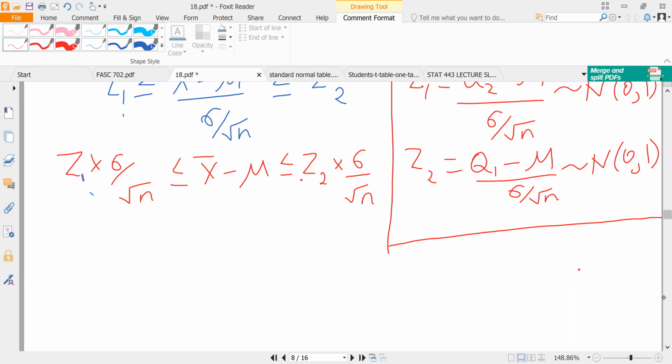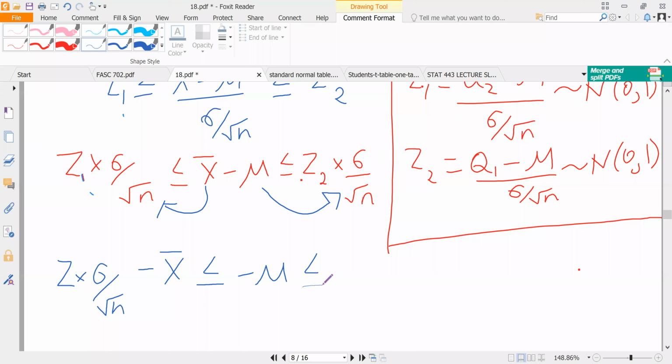One way is to subtract x bar from the lower limit and subtract x bar from the upper limit, so that we are going to have Z1 multiplied by sigma over root n minus x bar less than or equal to minus mu less than or equal to minus x bar plus Z2 multiplied by sigma over root n.